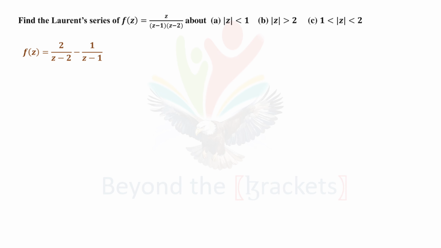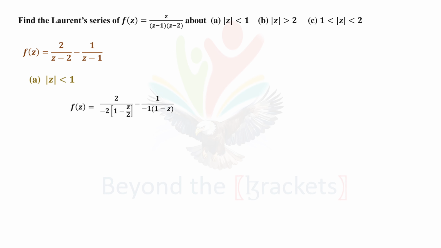In the first case, we are given modulus of z less than 1. Here, since 1 is greater than modulus of z, we rewrite the terms in geometric series form by taking suitable constants common. Now f of z is, for the first term we get 2 divided by... Here, since 1 is greater than modulus of z, which implies 2 will also be greater than modulus of z. So we take minus 2 common in the denominator to get 1 minus z by 2. For the second term, we get 1 divided by... Since 1 is greater than modulus of z, taking minus 1 common, we get 1 minus z.